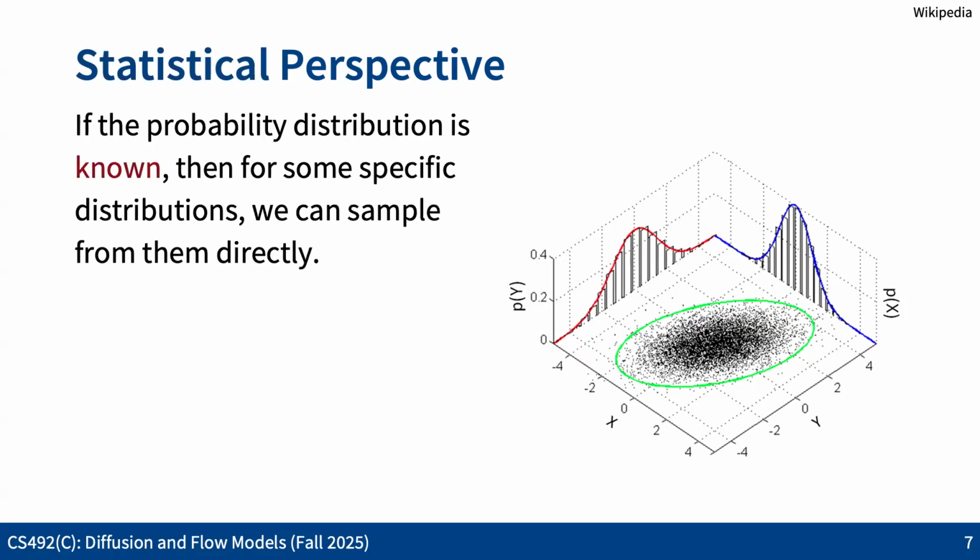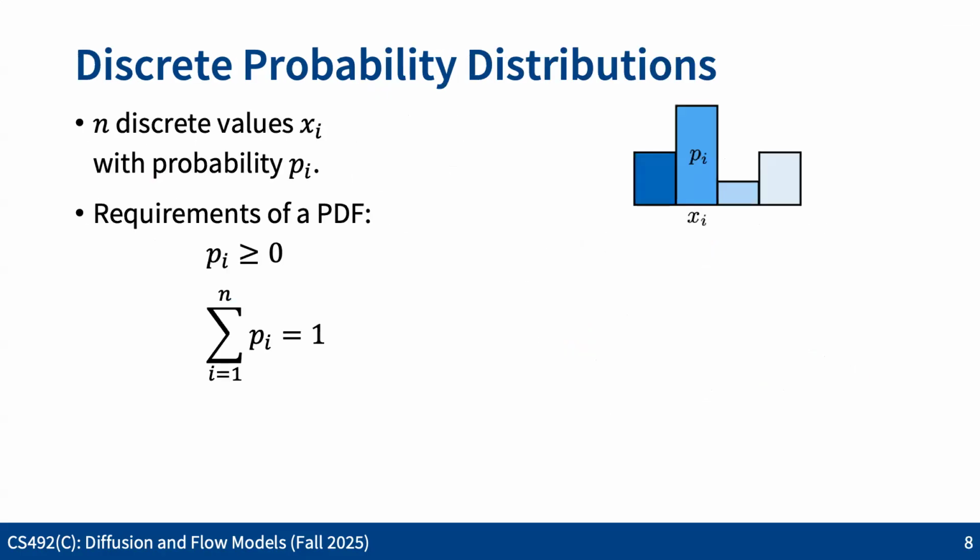So if the probability distribution is known, for some specific types of distribution, we can directly sample data points from that distribution. How can we do that? Do you have any ideas for this? This is not the main point here, but we're going to very briefly see what kind of things we can do.